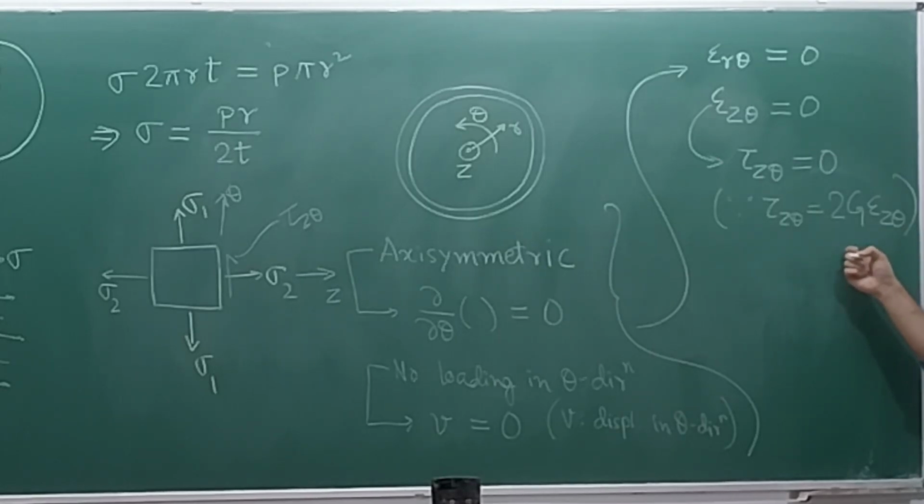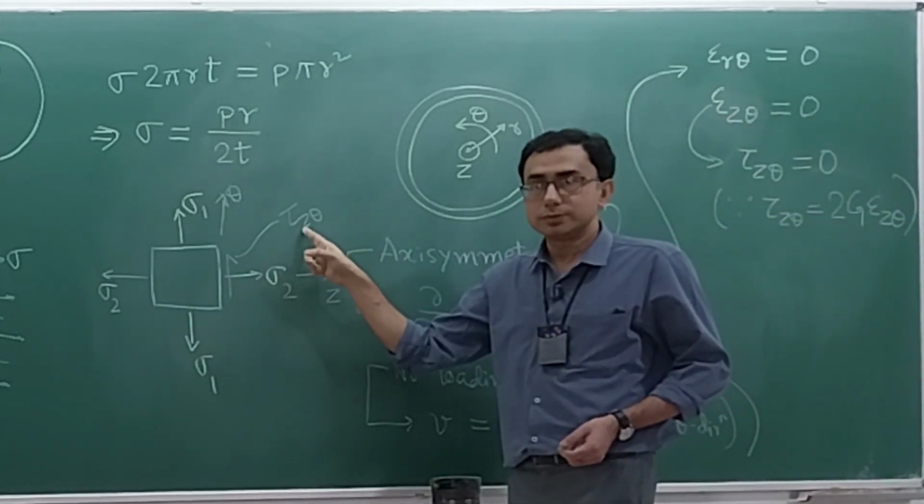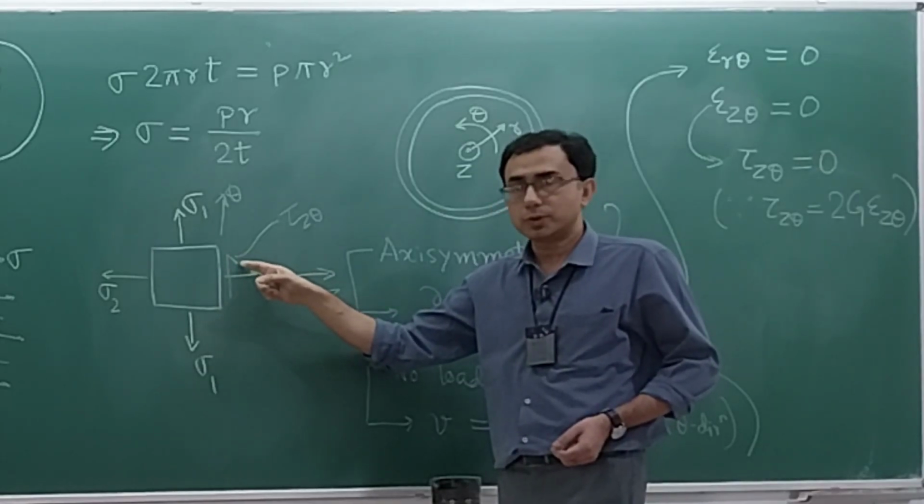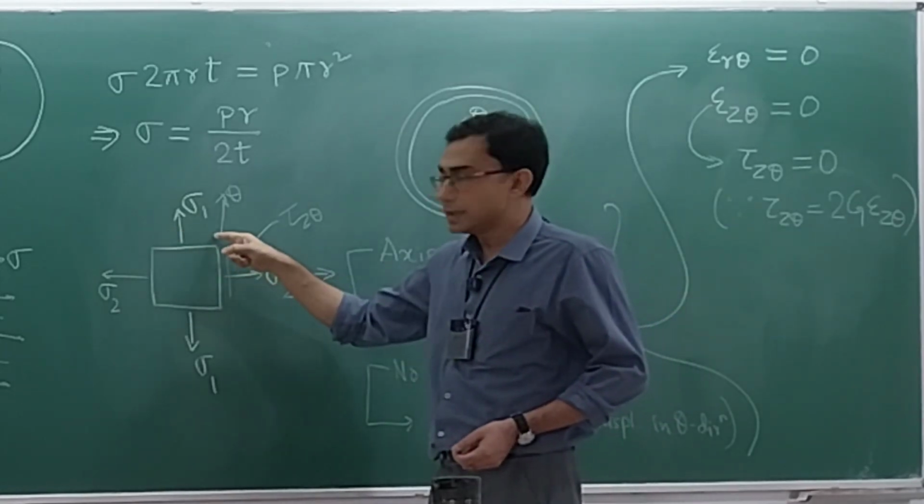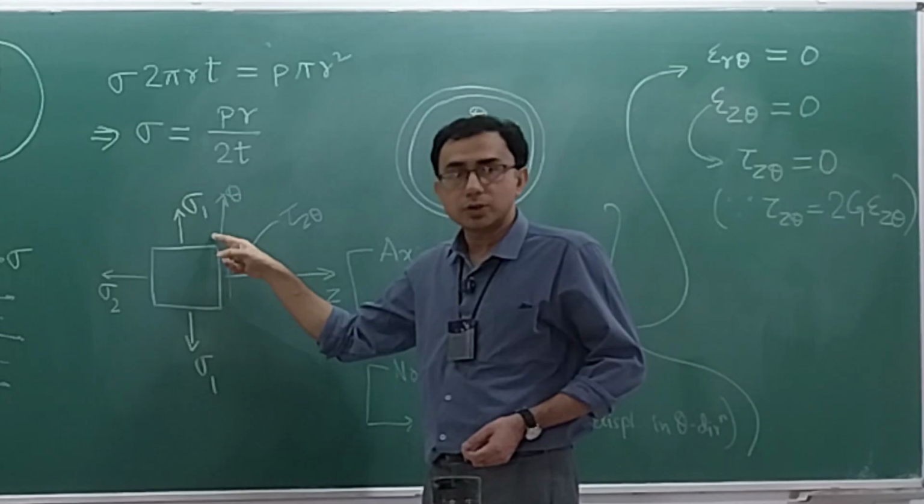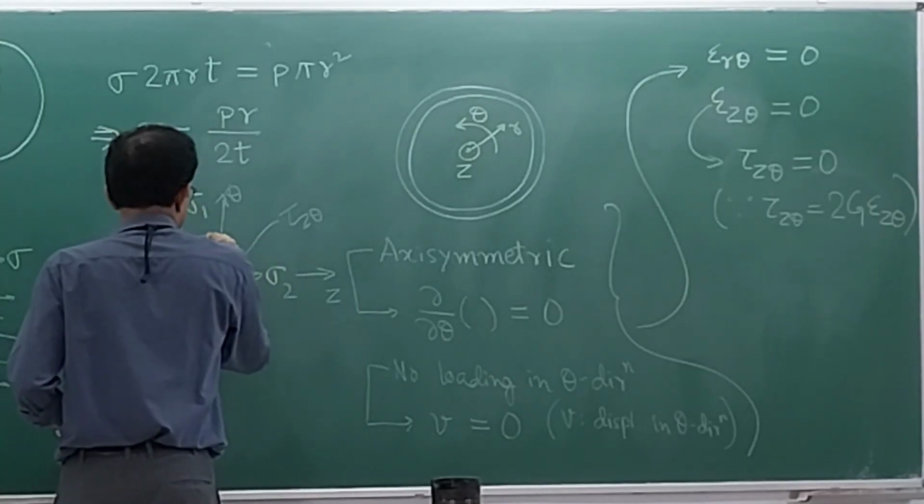I told you this is going to be an application oriented chapter. Everything that we have learned till now will be applied here. So this tau z theta is turning out to be 0. This is why I did not draw the shear stress. This tau z theta equal to 0 means that the tau theta z that you have over here also is 0, because tau z theta is equal to tau theta z.